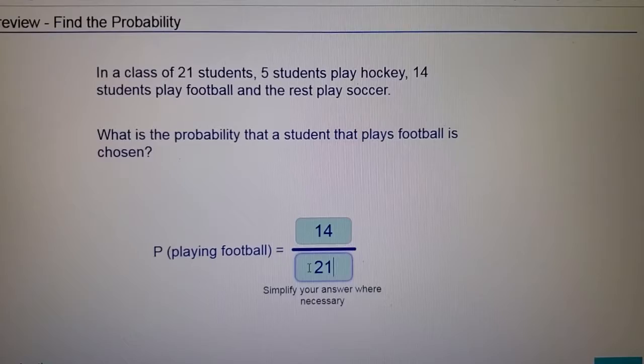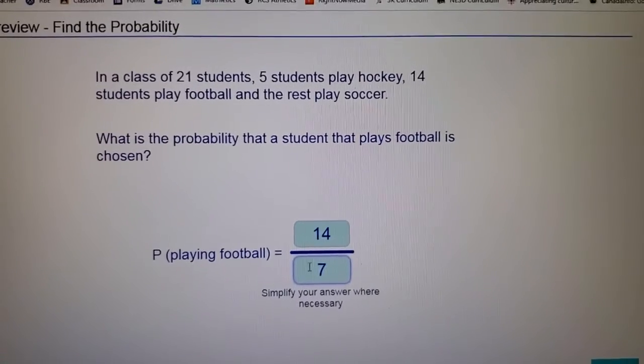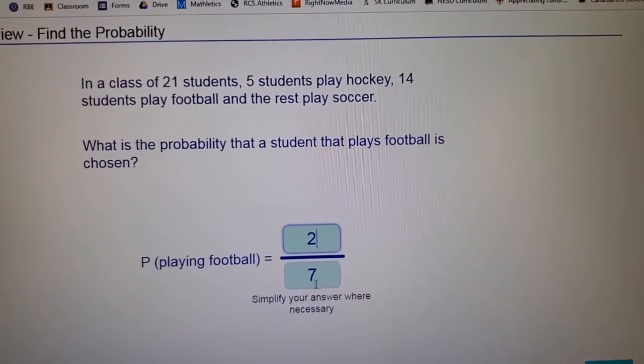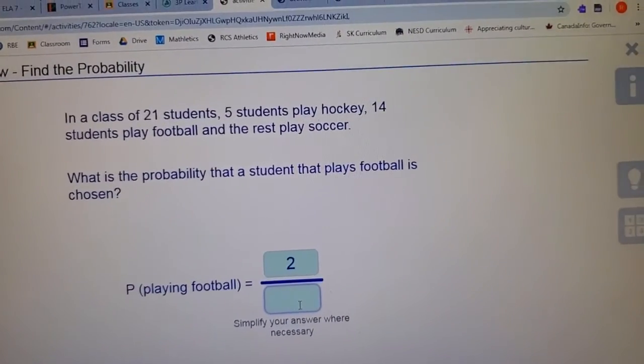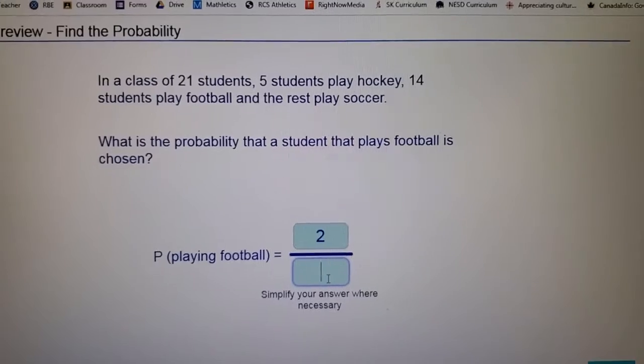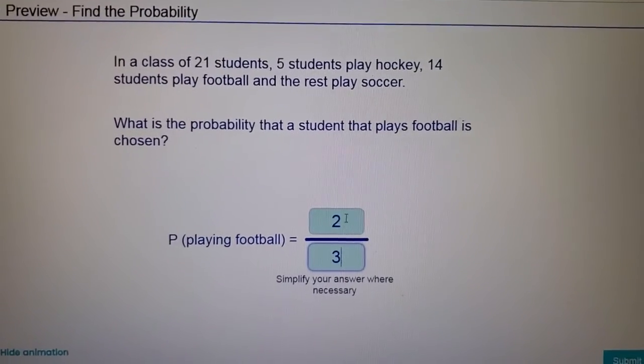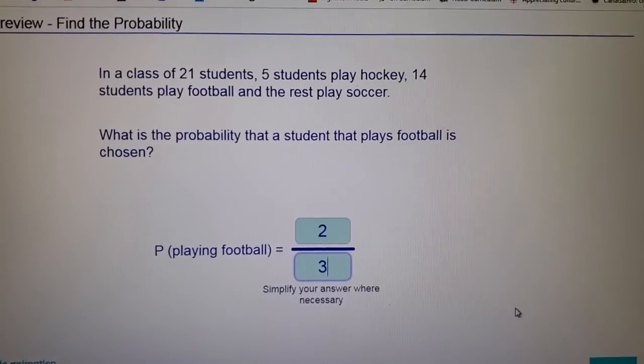Actually, let me reword that. 21 divided by 7 is 3, and 14 divided by 7 is 2. So it's 2/3.